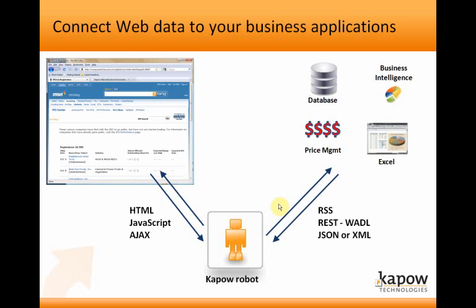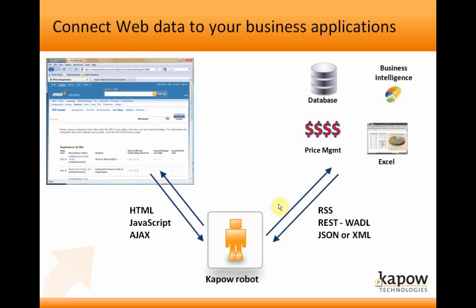What I'm going to show here is how I can go to Microsoft Money, where they have a listing of new IPO filings, and basically turn that into a REST interface that can be accessed programmatically from any business application or business intelligence tool. The way we access the data is with something we call Kapow robots, and I'll show how you build a Kapow robot.